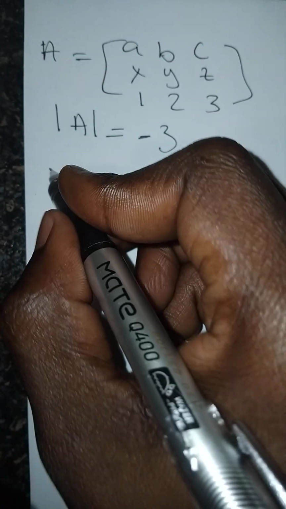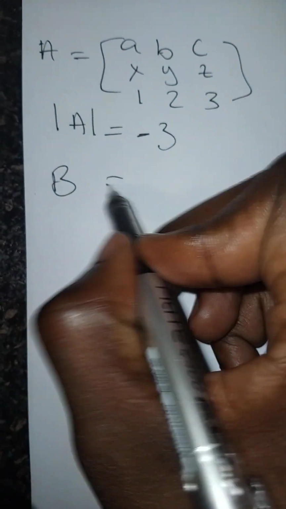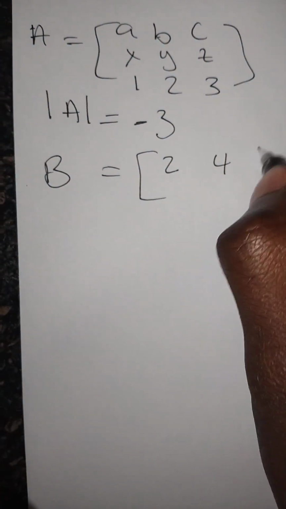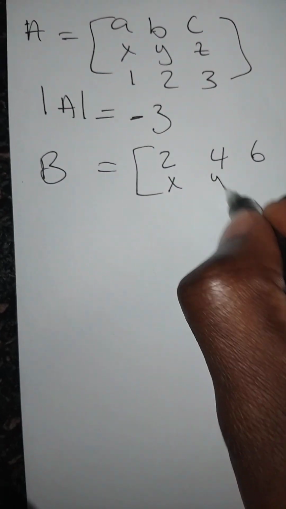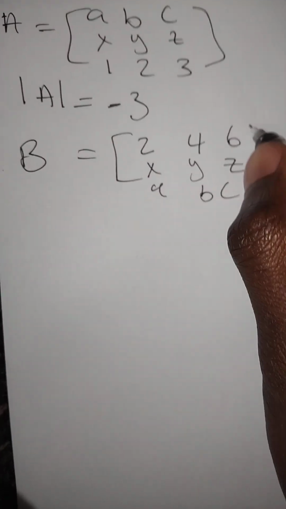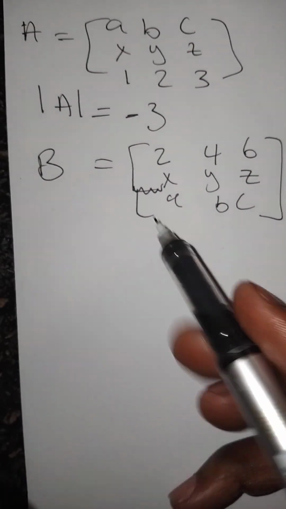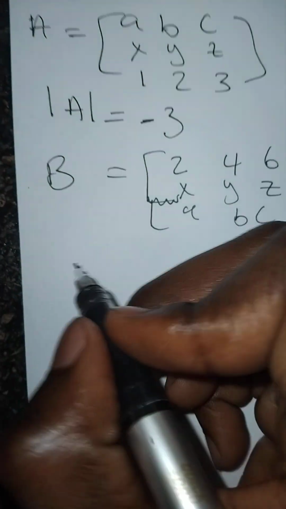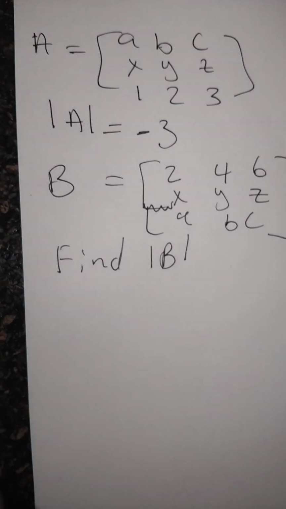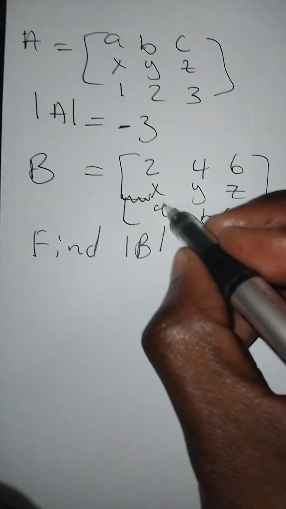Okay, then from matrix A, there was produced a matrix B, where matrix B has rows 2, 4, 6, then x, y, z, and a, b, c, just like that. Then they say find the determinant of matrix B. So how are you going to go about it? You have to remember your properties in this case.